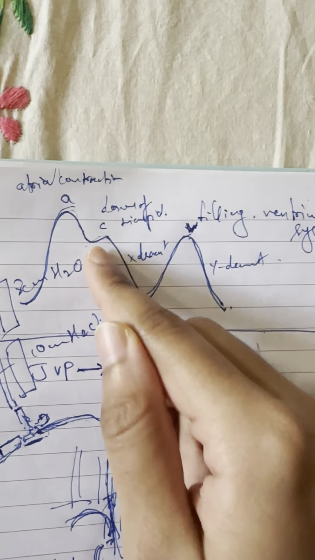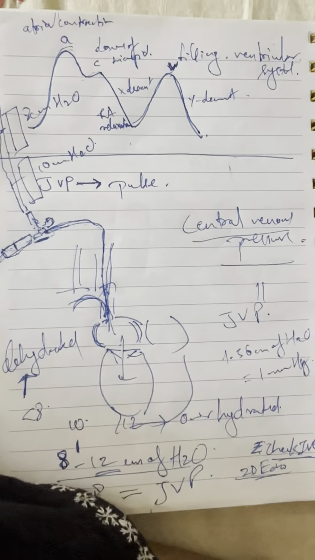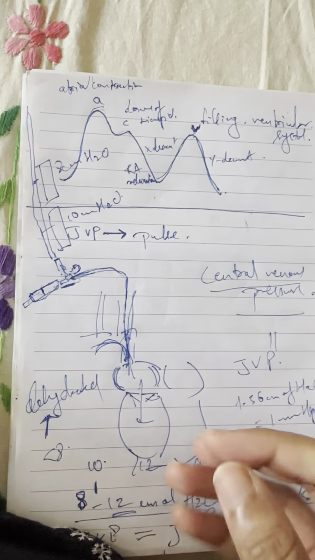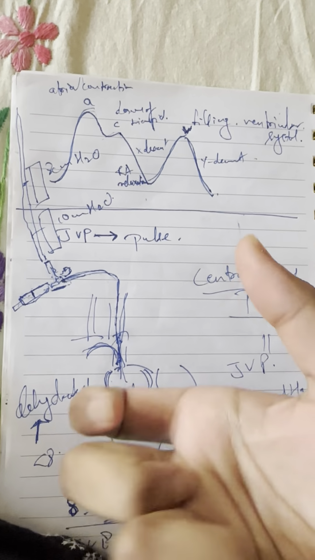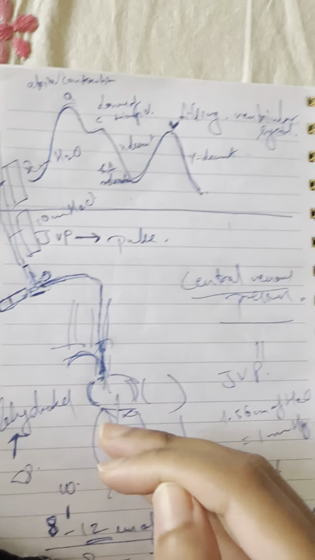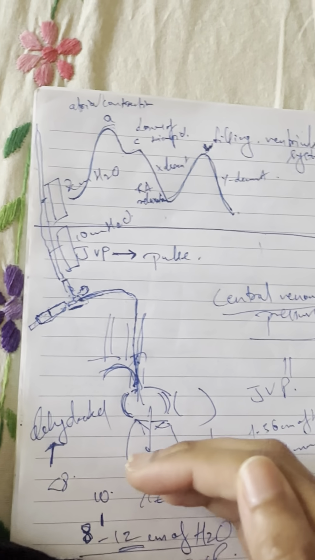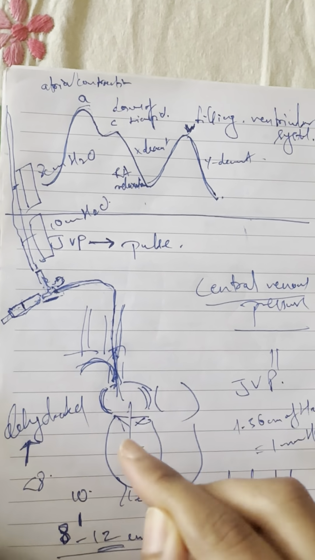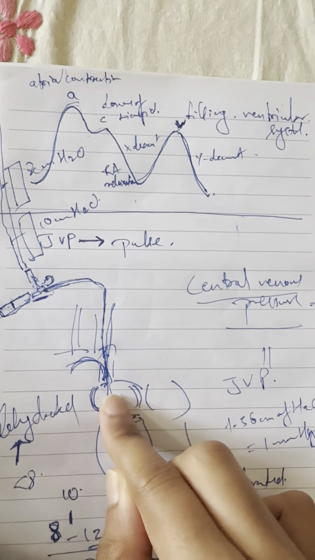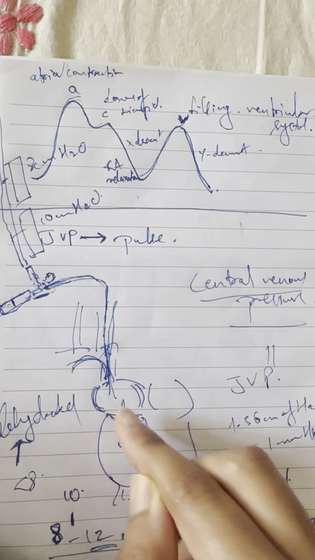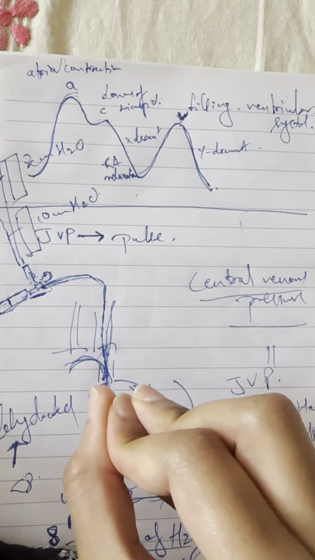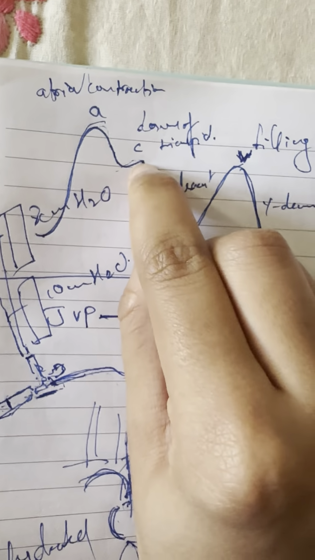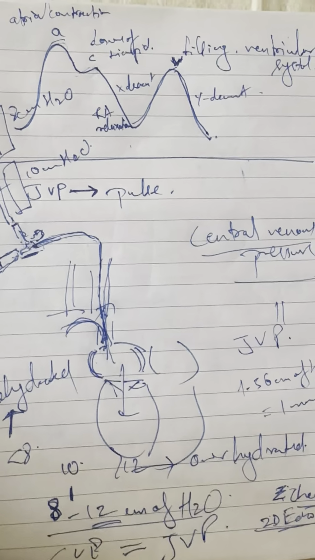Now the C upstroke is because the atria have emptied the blood out and the tricuspid valve is closed, and the ventricles, after contracting, are making this closed tricuspid valve bulge upwards against the atrium. So this increases the pressure inside the right atrium a little because of the bulging of the tricuspid valve upward into the atrium. So there is a slight increase in the right atrial pressure. That is the C wave.